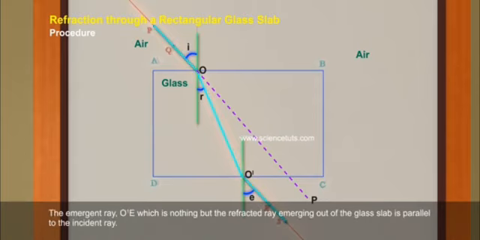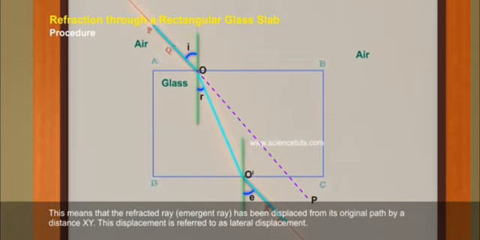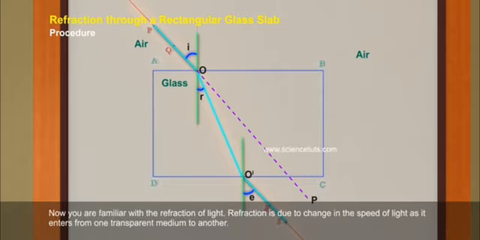The emergent ray, OE, which is nothing but the refracted ray emerging out of the glass slab, is parallel to the incident ray. This means that the emergent ray has been displaced from its original path by distance XY. This displacement is referred to as lateral displacement. Now, you are familiar with the refraction of light.